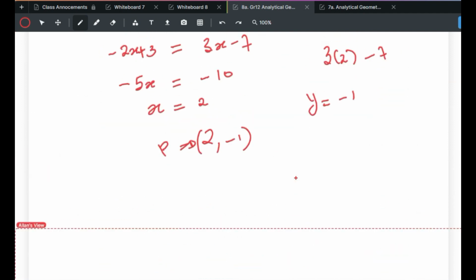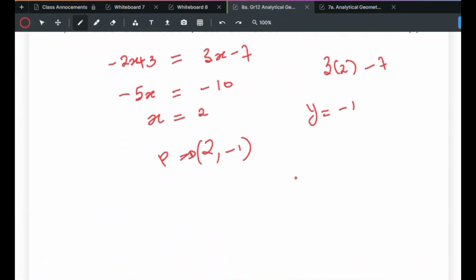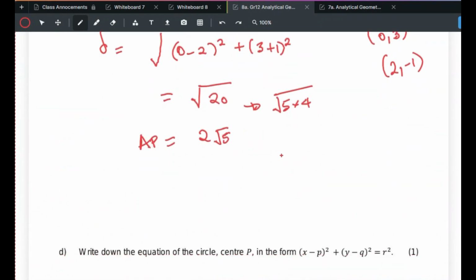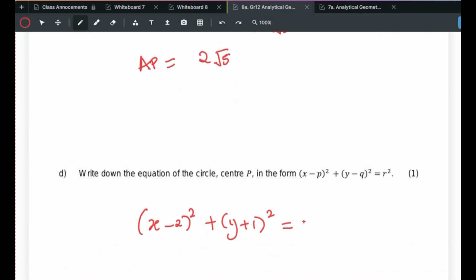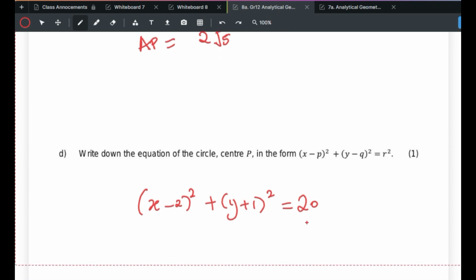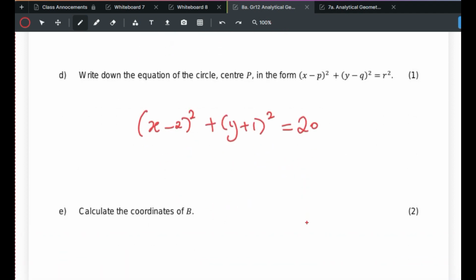I think that was AP, right? Yes, that was why they told us to get AP. So this AP here is 2 root 5, squared, and it's going to be 20. Yeah, equals 20. So that would be the equation of the circle at center P.